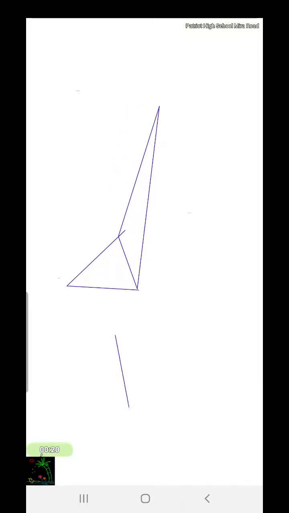A triangle. A triangle is a three-sided figure. This is a triangle. Another triangle. You can draw another triangle. A triangle.